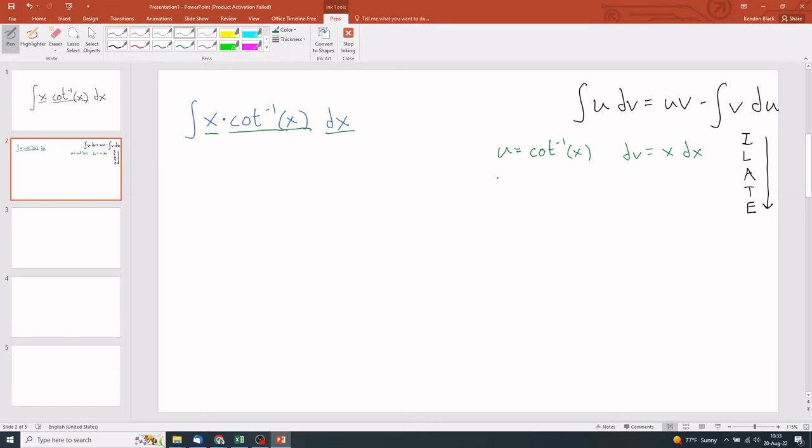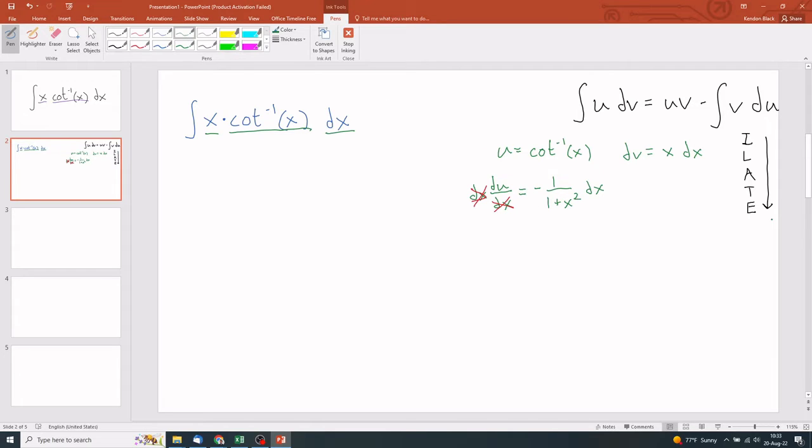Now du we get from differentiating our u with respect to x. So du dx is the derivative of arc cotangent of x, which you might have to look up on a cheat sheet, but it's negative 1 over 1 plus x squared. Okay, then we multiply both sides by dx. And on the left, the dx's cancel. Okay, so there's our du. du is negative 1 over 1 plus x squared dx.